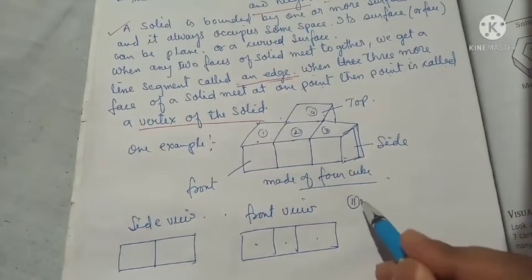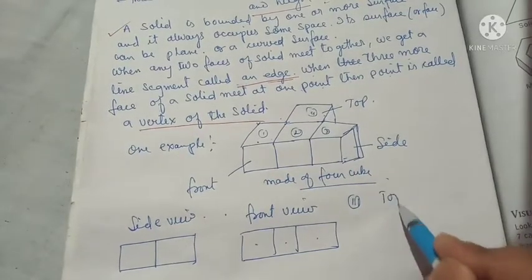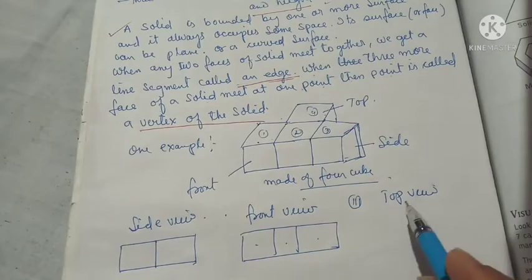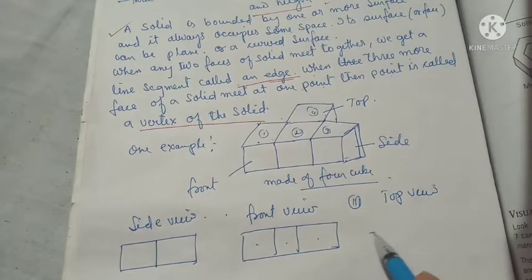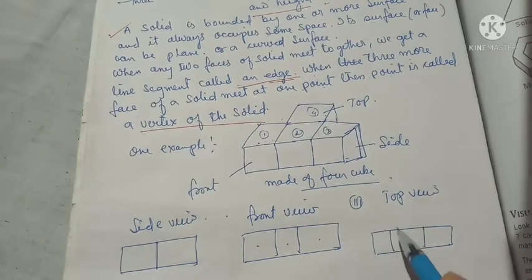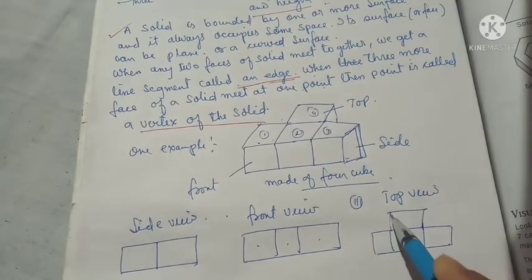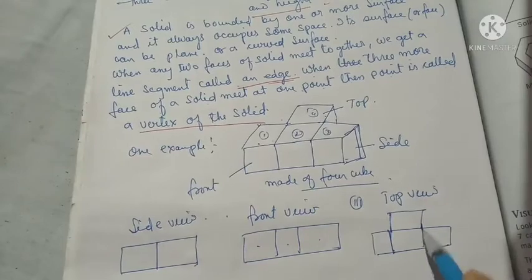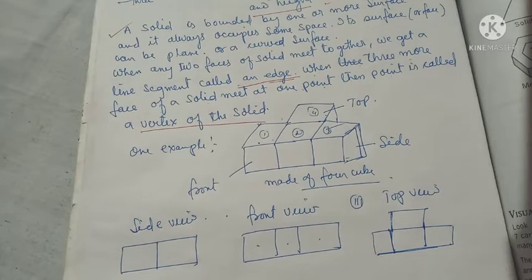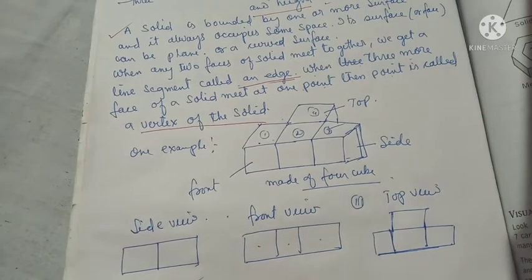How will you draw the top view? Top view means here, this is the opposite of T. Okay, it looks like T. We'll draw like this. This is how it looks. This is the top view. In this way, when we see the 3D shape from different positions, we can see it in this form.